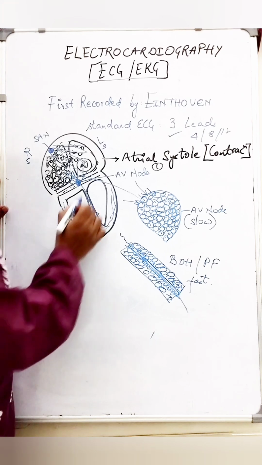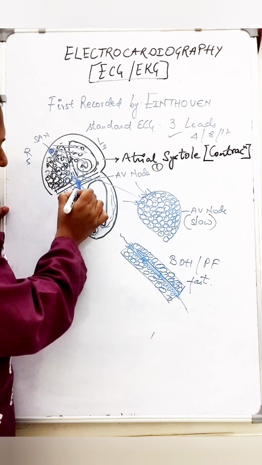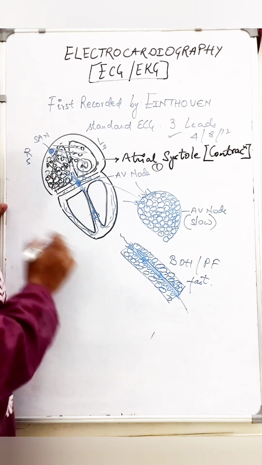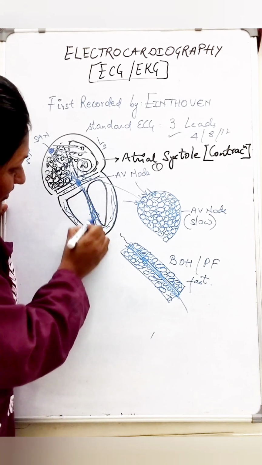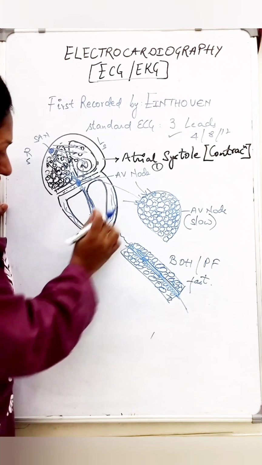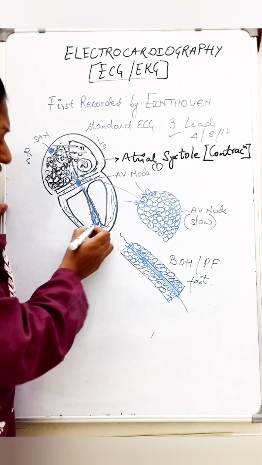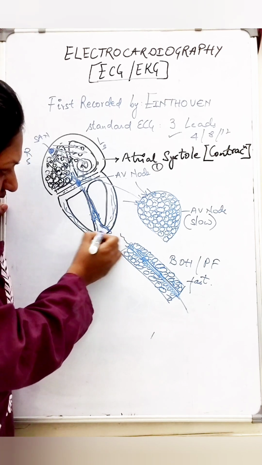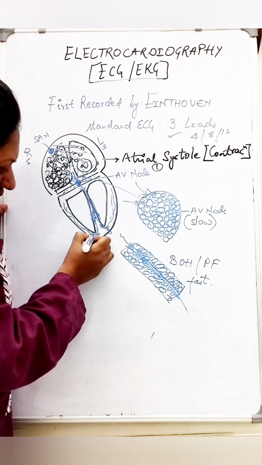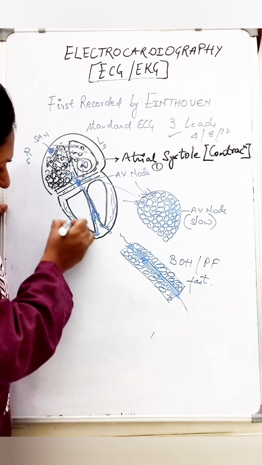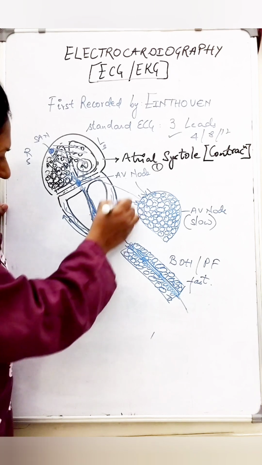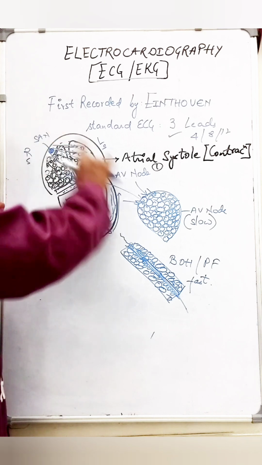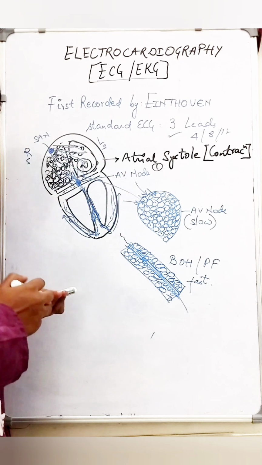See here, the depolarization from the AV node travels like this for a very short period of time. Now it will go like this, it will again go like this, into the interventricular septum. From the interventricular septum, it will spread to the ventricular wall here. Then the depolarization will go like this. So this is how the electric impulses travel.